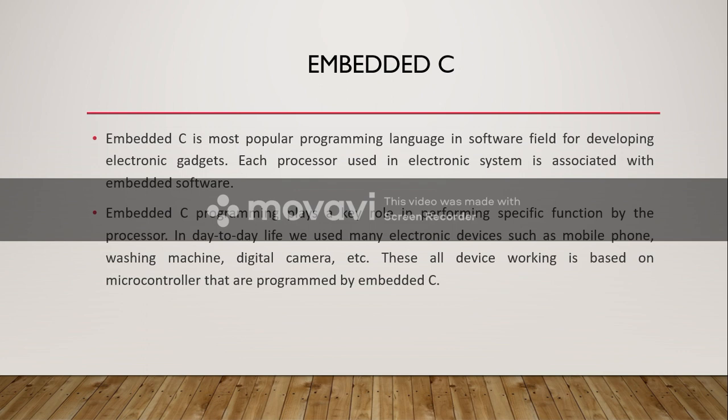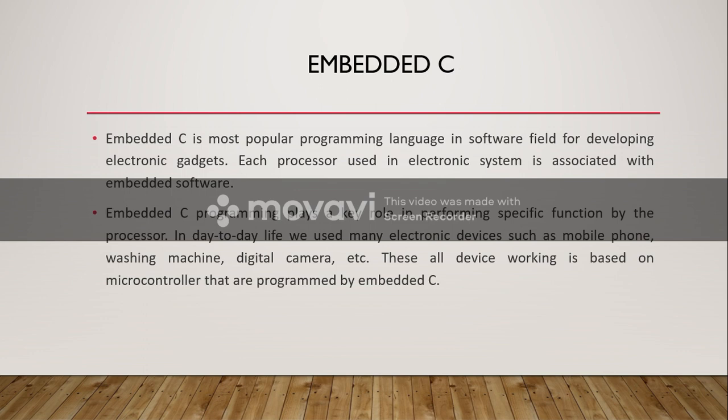Embedded C uses most of the syntax and semantics of standard C, that is the main function, variable definition, data type declaration, and conditional statements. Conditional statements include the if statement, then the switch cases, then loops like for loop, while loop, functions, arrays, strings, structures, union, bit operation, macros, etc.